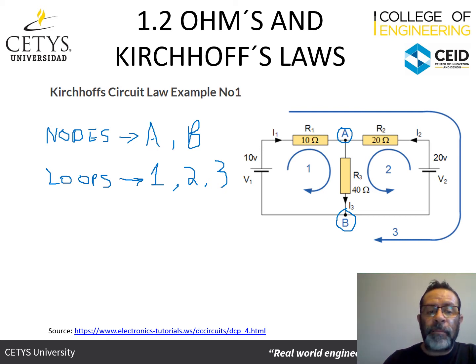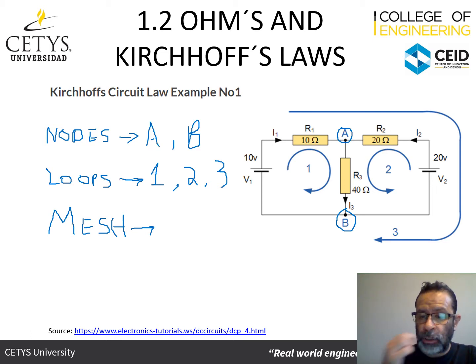Now, how many meshes do we have in the circuit? Remember that the difference between a mesh and a loop is that a mesh does not contain loops within it. So if we look at loop number 1, there isn't any other loop inside loop number 1. So loop number 1 is a mesh. If we look at loop number 2, there isn't another loop inside loop number 2. So loop number 2 is also a mesh. However, if we look at loop number 3, we have 2 loops within loop number 3, which is loop 1 and loop 2. Therefore, loop number 3 is not a mesh.